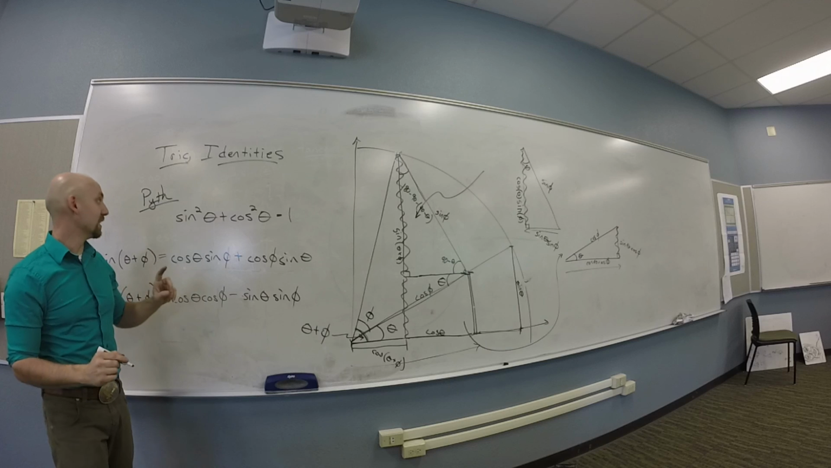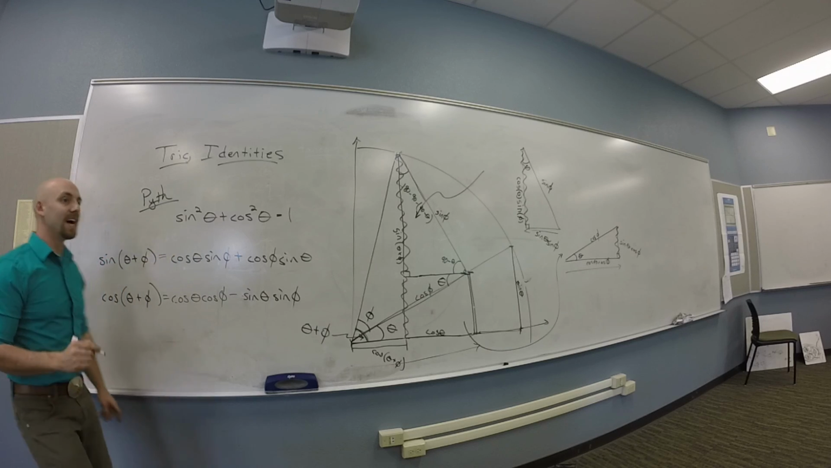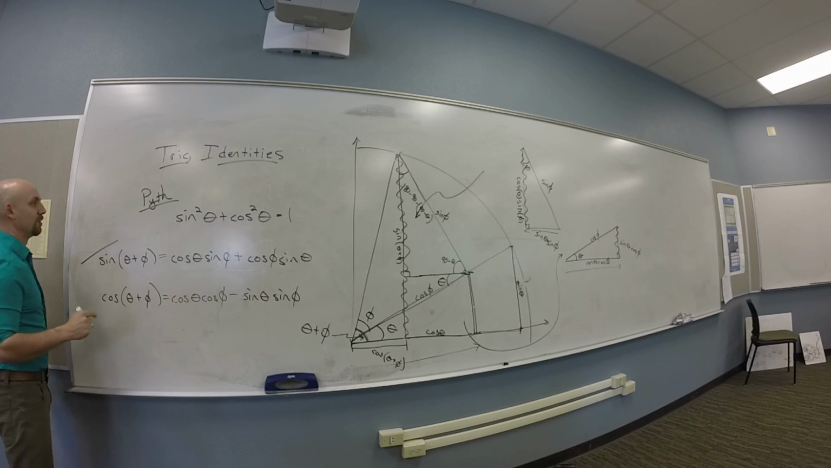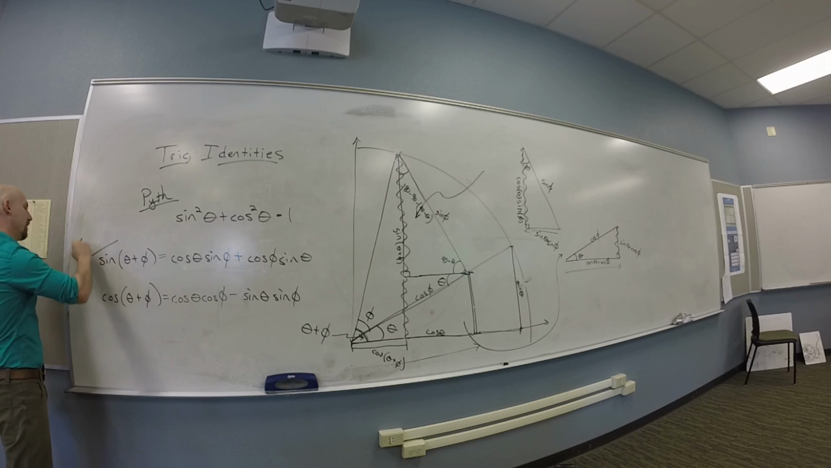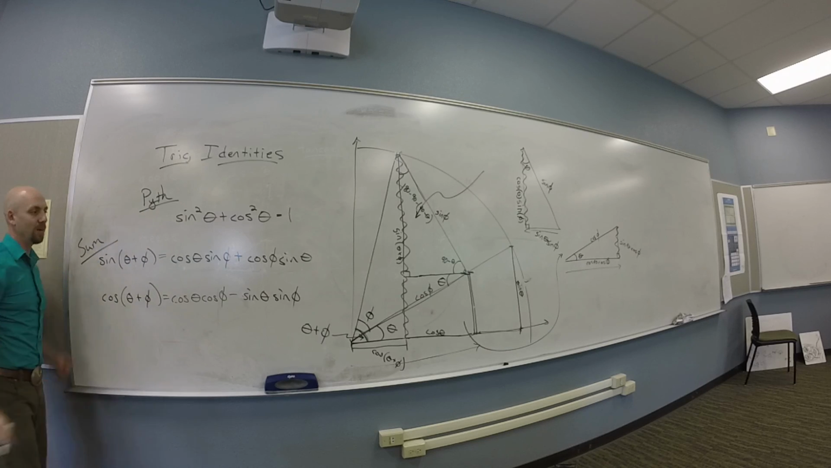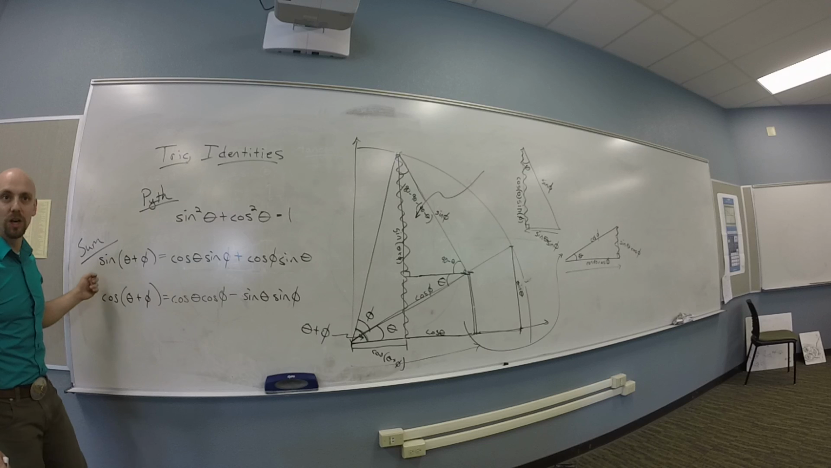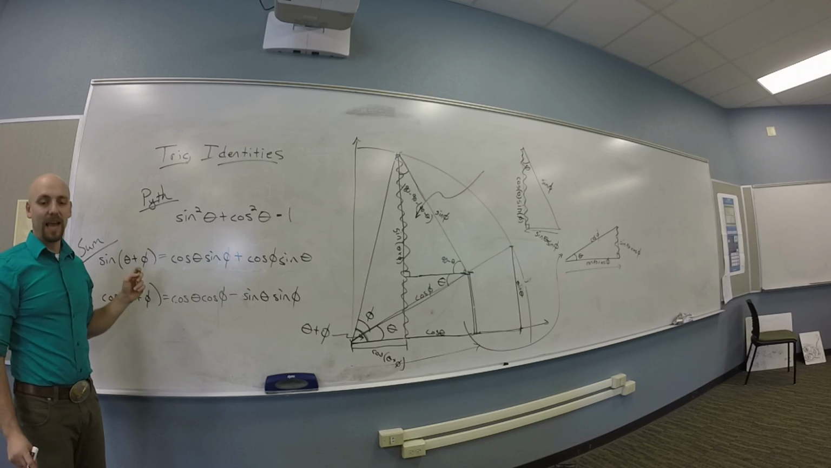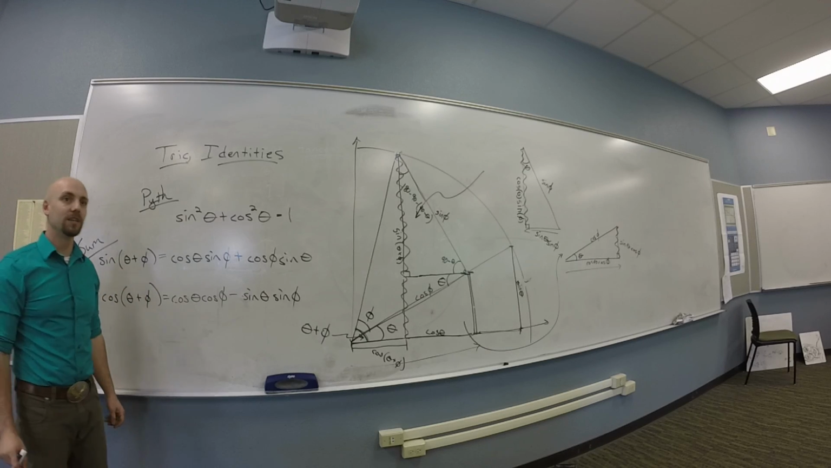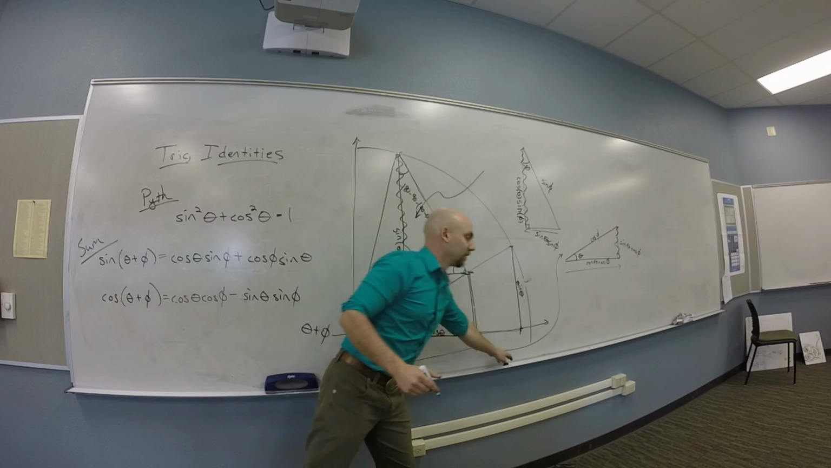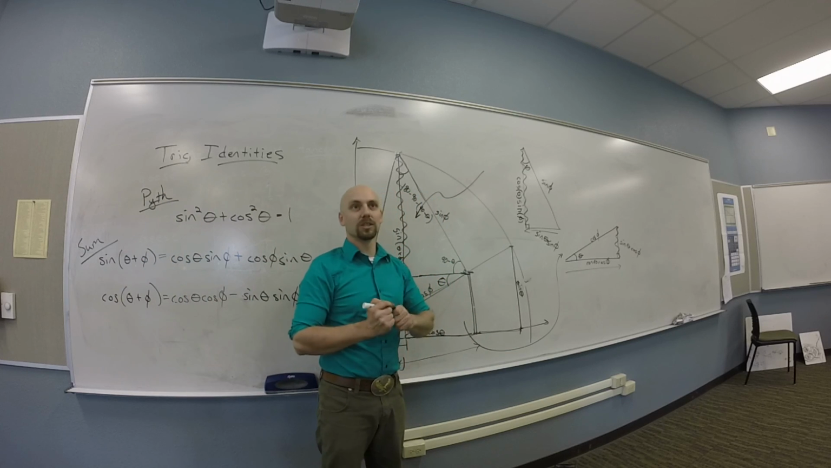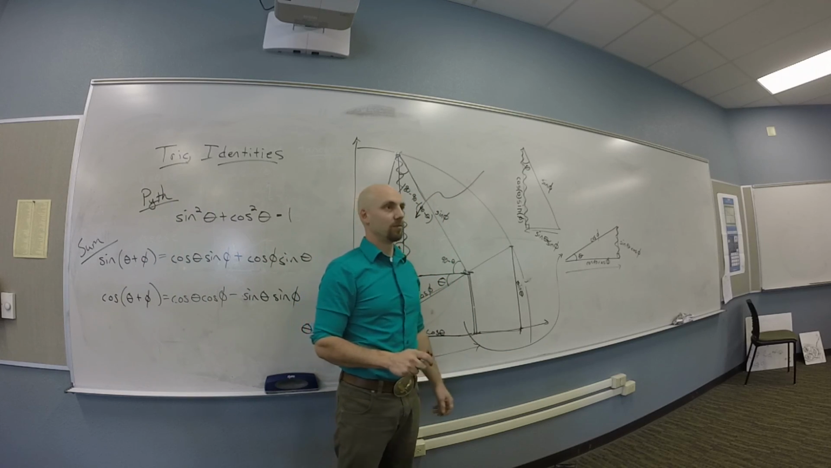So my claim is that you will need 3 identities. You need the Pythagorean identity, the sum of angles identities, of which there are 2, and the half angle identities. You do not need to know the doubles. And I'll show you the half angles next time. Cool?